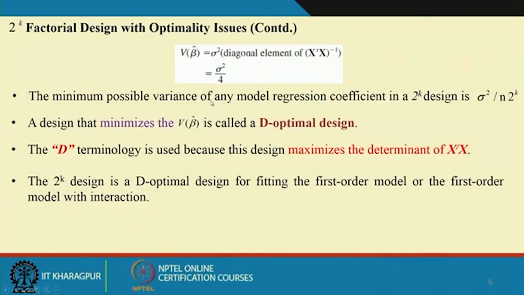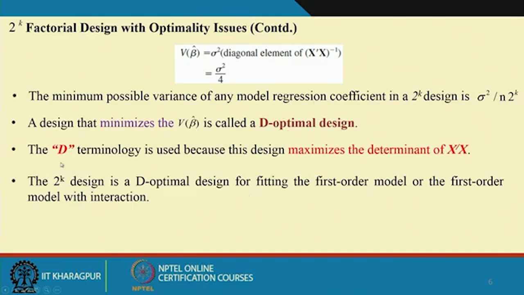Okay. Now, let us read out the points here. The minimum possible variance of any model regression coefficient in a 2 to the power k design is sigma square divided by 2 to the power k into n. Now, a design that minimizes the variance of beta cap is known as a D optimal design. It is a mathematical issue, but from our application point of view, a D optimal design is one which minimizes the variance of the estimated parameters. The D terminology is used here because it maximizes the determinant of x transpose x. The D is coming from the determinant part. So, that is why it is known as D optimal design.